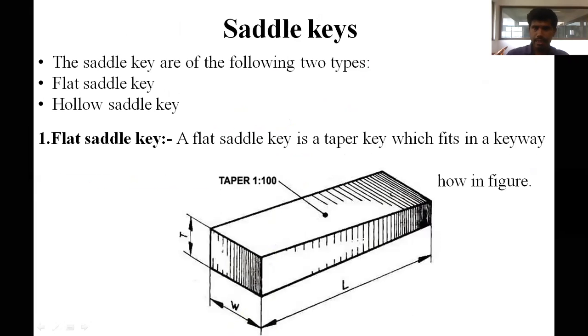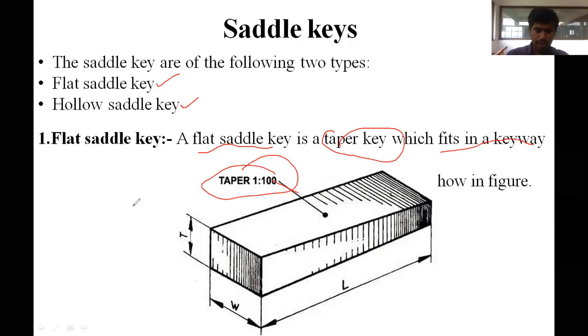So next is saddle keys, coming to the next type. We have two kinds: flat saddle keys and hollow saddle keys. A flat saddle key is a taper key which fits in keyways. You can see in the figure, the taper is 1 in 100. So like this, here it is 1, and here it is 100. The taper.